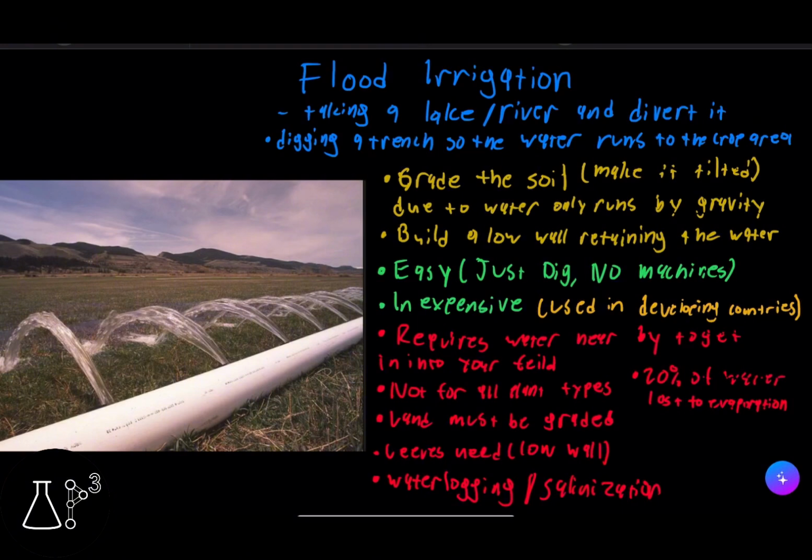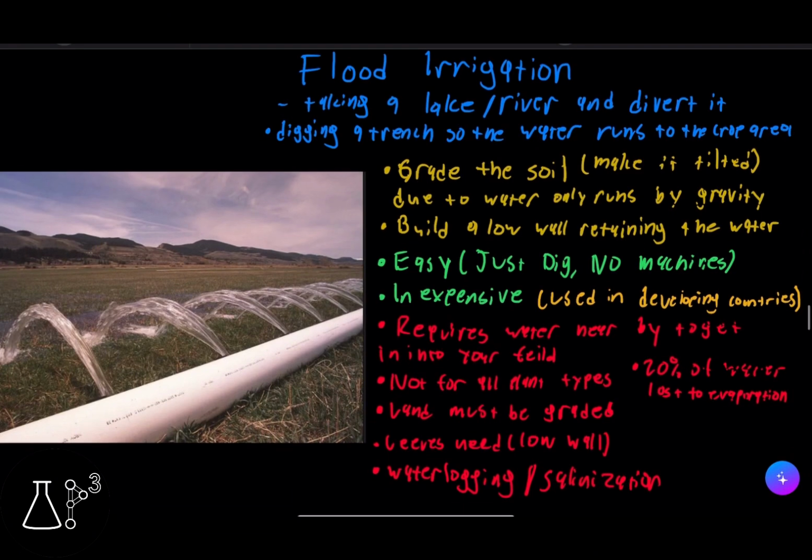It's not for all types of plants. The land must be graded. Again, we have to tilt it so the water can approach it. And levees are neat, or just like a low wall, so the water doesn't leave the area it goes to. And it's going to lead to problems that we're going to talk about later in this video: waterlogging and salinization.